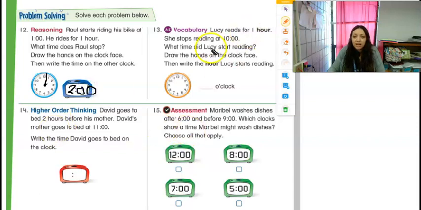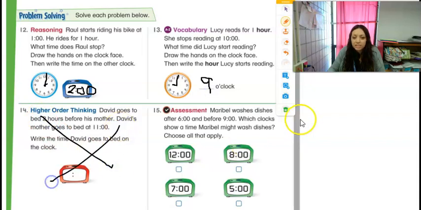Very good. All right, Lucy reads for 1 hour. She stops reading at 10 o'clock. What time did Lucy start reading? So let's think about that. She reads for an hour. If she stops at 10, we have to back up an hour. So what hour was that? 9 o'clock. That's right, because 10 take away 1 equals 9. So shorthand towards the 9, longhand towards the 12. So we're going to skip number 14.